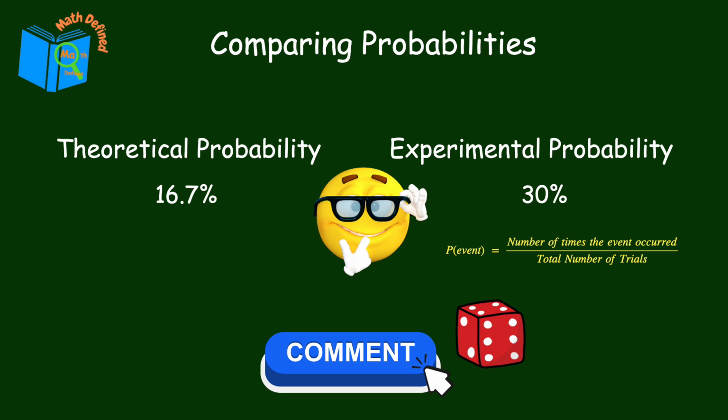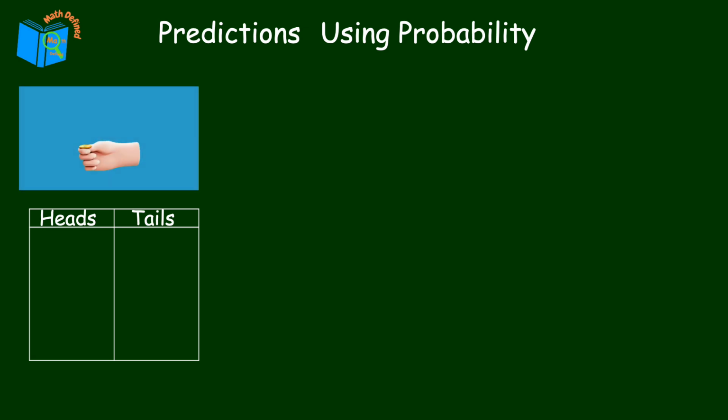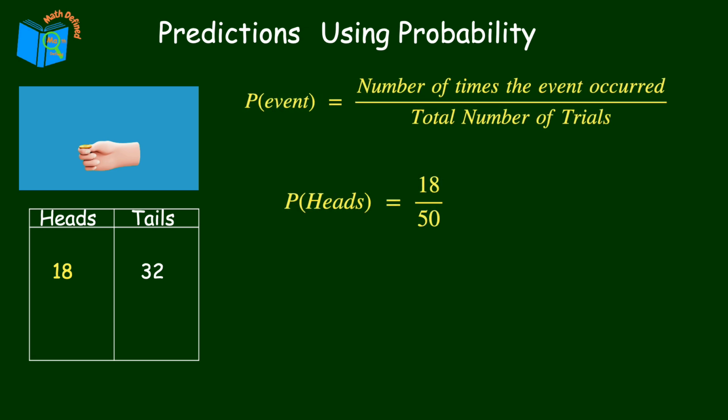Let's use this idea to make a prediction using experimental probability. Let's say you've been flipping a coin during lunch break with your friends. You flipped it 50 times and it landed on heads 18 times. So your experimental probability for this event of getting heads, using the formula, is the probability of landing on heads is equal to 18 over 50, which when divided results in 36%. So the experimental probability for landing on heads is 36%.